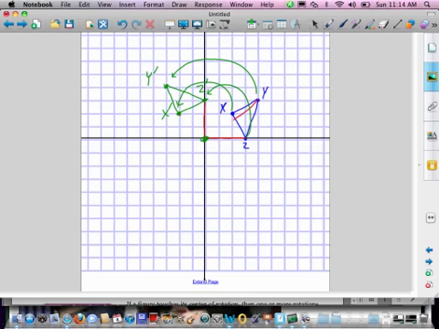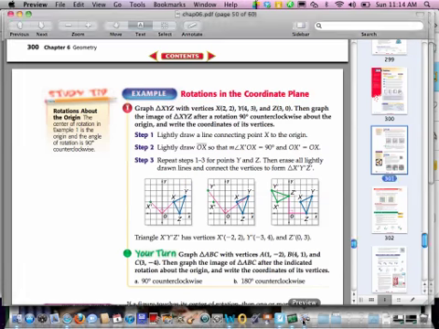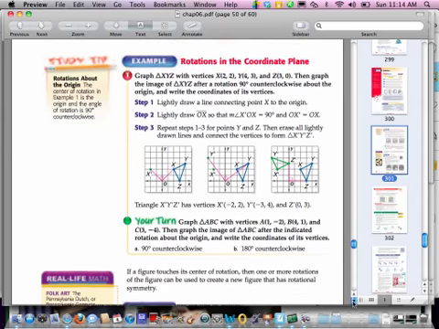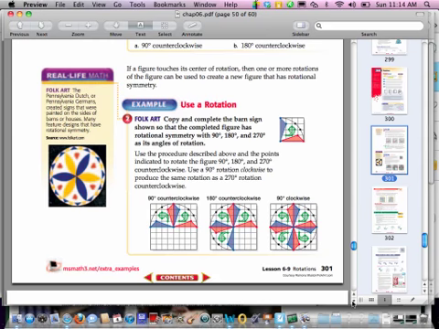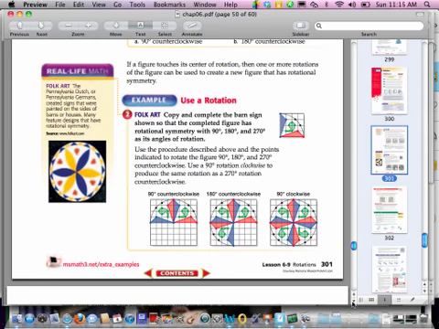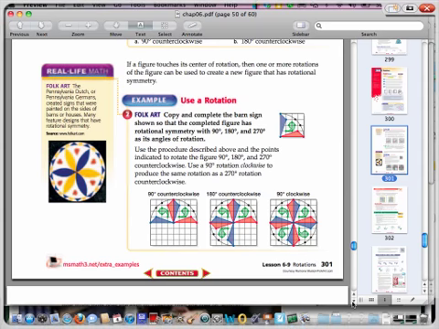Let's take a look at the last part of what they talk about here, and you're going to see maybe some use for this. If you're making a design like they're talking about, those barn signs, we see some of those. I think if you go up towards Jefferson, you see some of those barn signs. It says copy and complete the barn sign shown so that the completed figure has rotational symmetry with 90, 180, 270, and that's pretty easy.